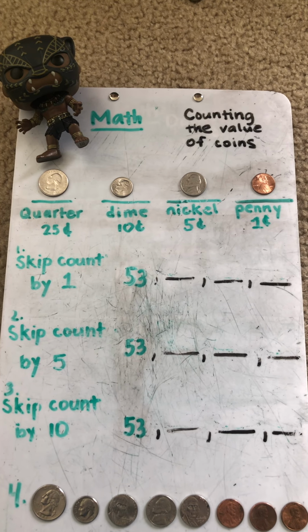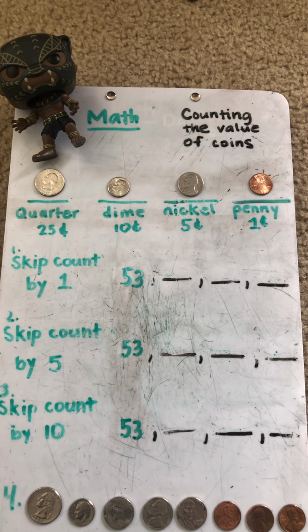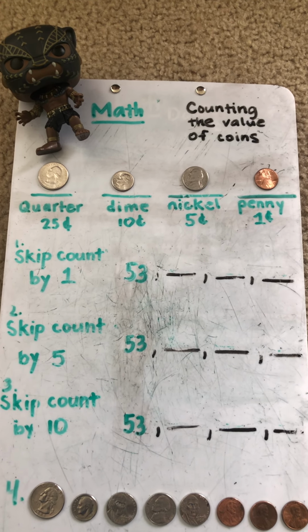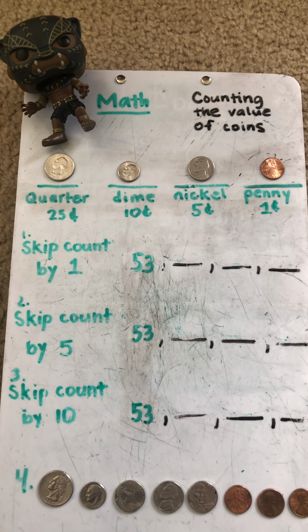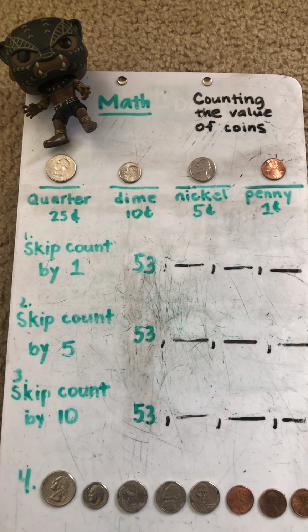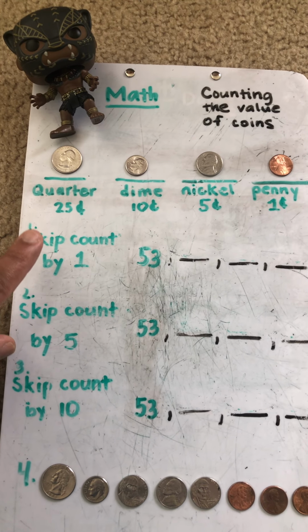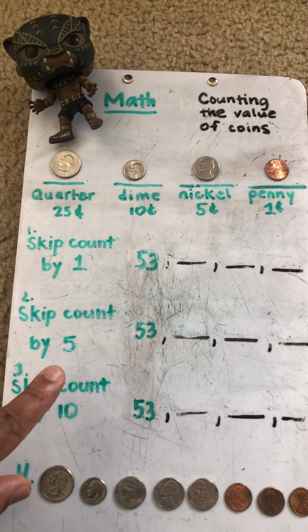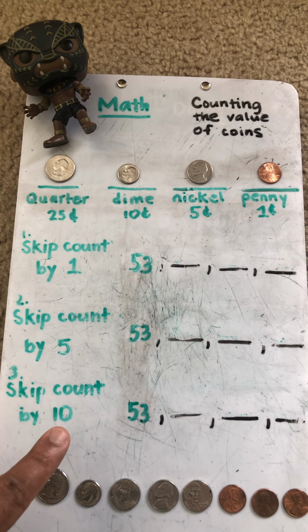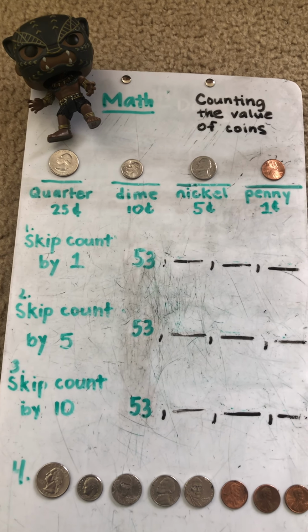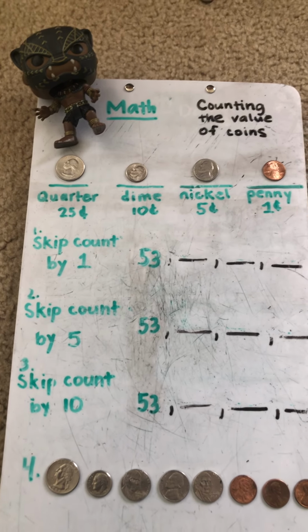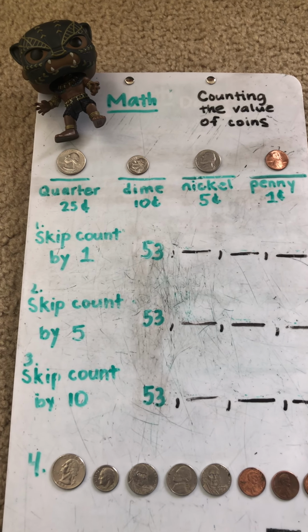As we've discussed these different coins, we've described how we can count their values together by using a little bit of our skip counting skills. Yesterday, we focused on 3 different skip counting patterns: counting by 1, counting by 5s, and counting by 10s. Today, we're going to have another opportunity to practice those skills.